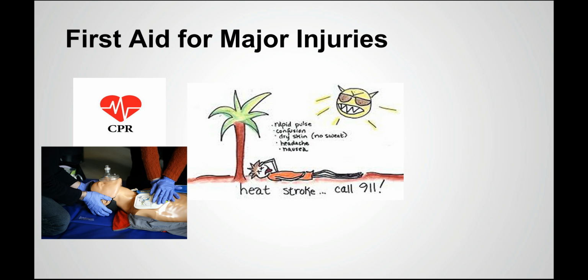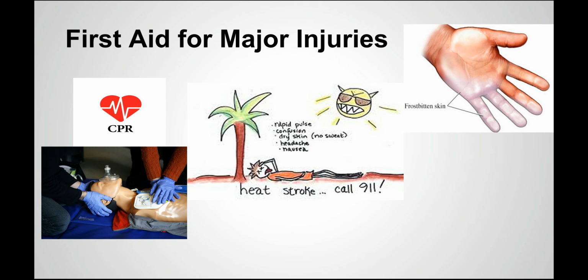Heat stroke is another example of a major emergency. Heat stroke is harm done to the body due to being exposed to high temperatures. Victims of heat stroke usually show the following signs: rapid pulse, confusion, dry skin, they're not sweating, headache, and nausea. When you suspect heat stroke, call 911 immediately.